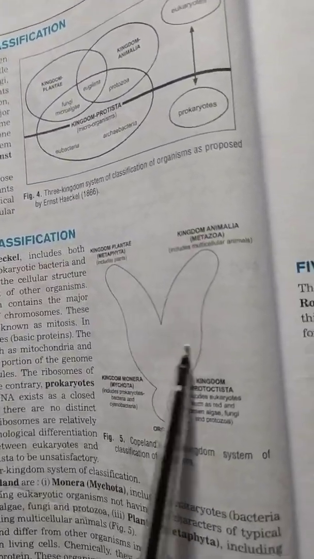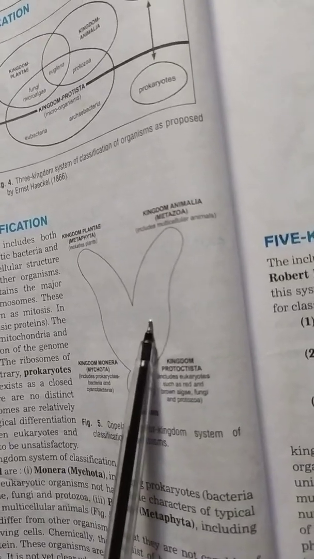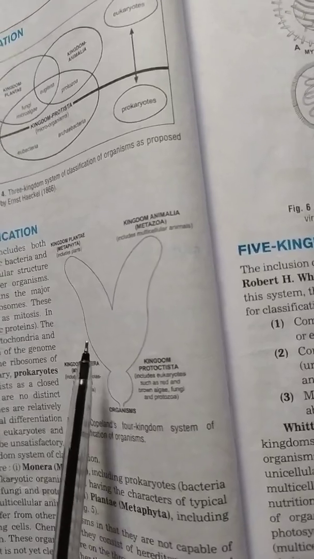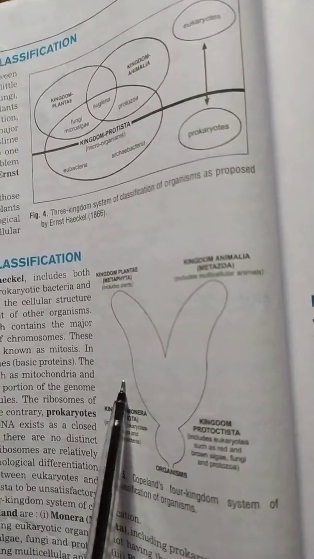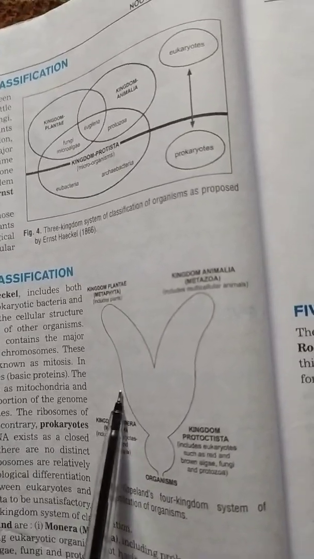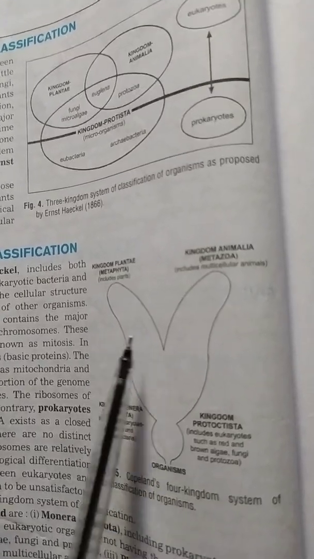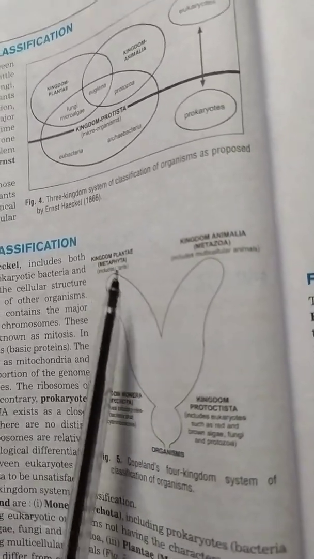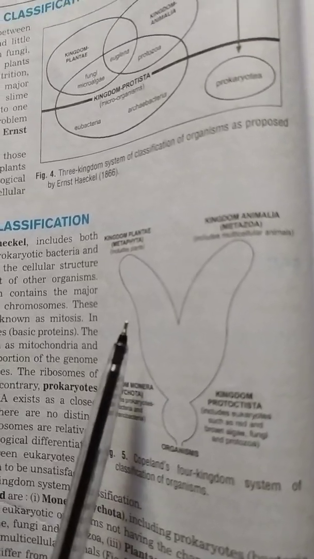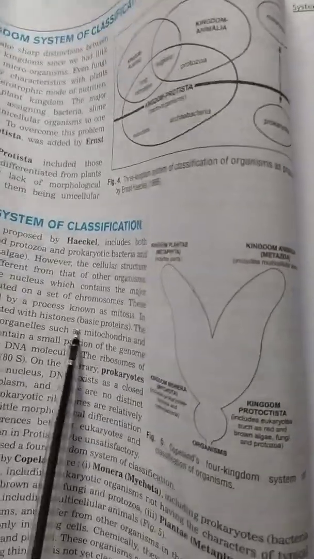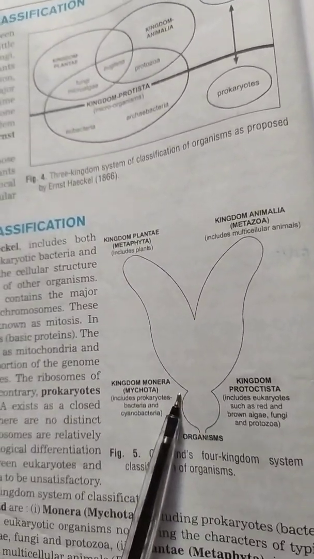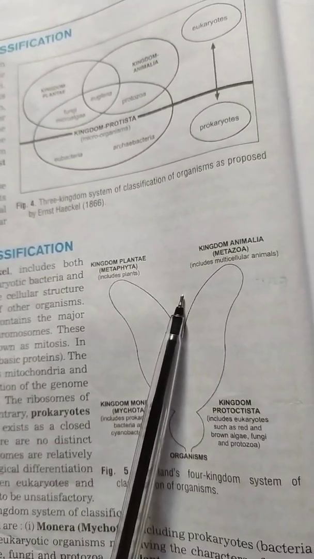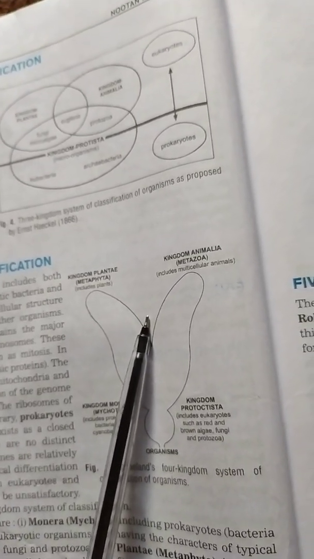Now, due to the above differences between eukaryotes and prokaryotes, their inclusion in Protista is unsatisfactory. And this is an important turning point for why a fourth kingdom was added to the classification. So H.F. Copeland in 1956 proposed a four kingdom system of classification. What were the kingdoms in his four kingdom classification?